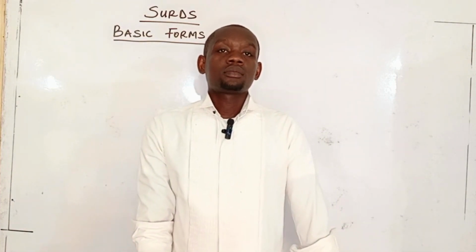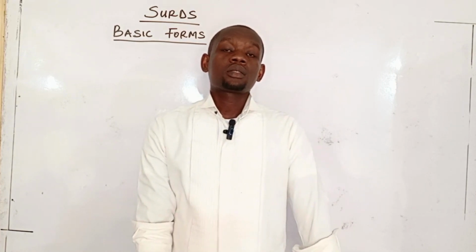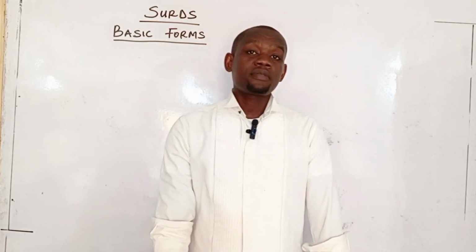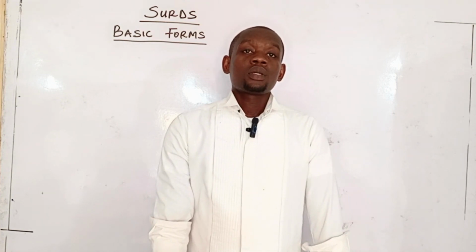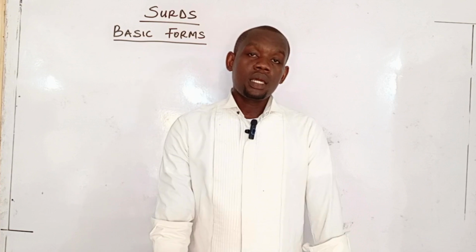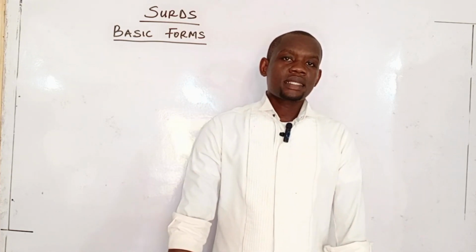Expressing surds in their basic form simply means to express it as a product of two factors, in which one of them must be a perfect square. Now let's take a look at an example.